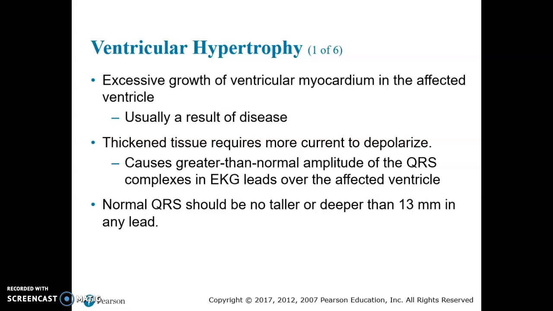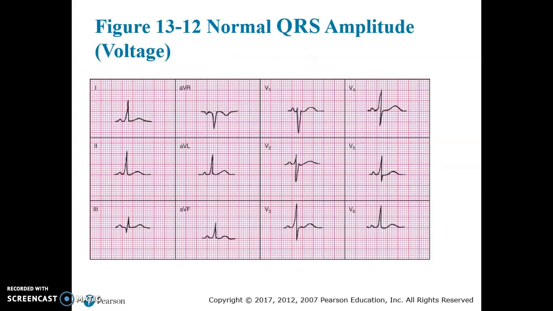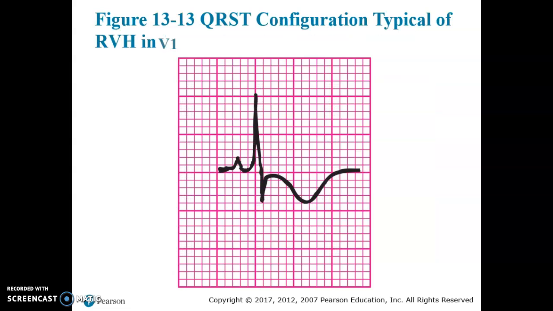So the normal QRS with ventricular hypertrophy would appear to be taller or deeper than the regular 13 millimeters in any lead, and so you're going to see a change in the height of this. This is a slide of normal QRS amplitude voltage. And then looking on down, you can see a bit of a difference here.